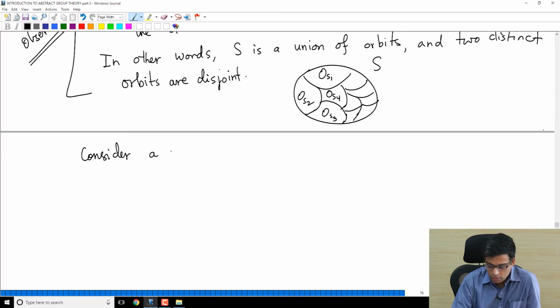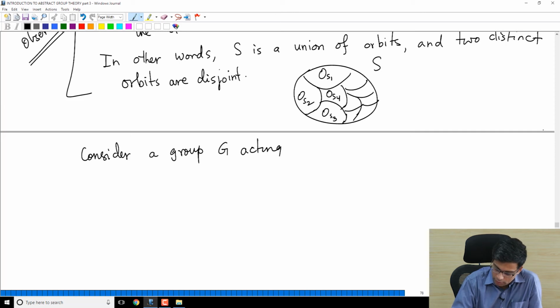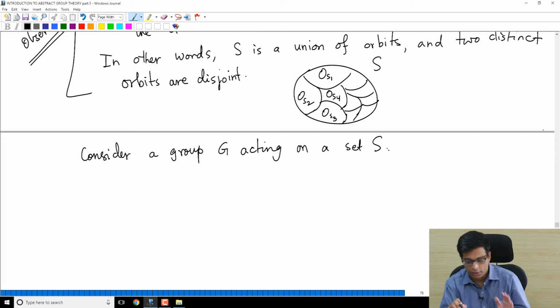moment consider a group G acting on a set S. Again, let me repeat for you. G is a group acting on a set S. So G is an abstract group, it can be any group, and S is just a set. Even when S is equal to the group itself, it is really just a set.